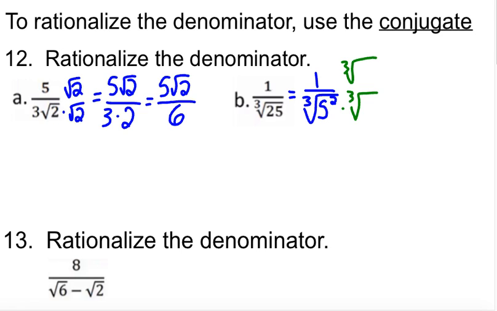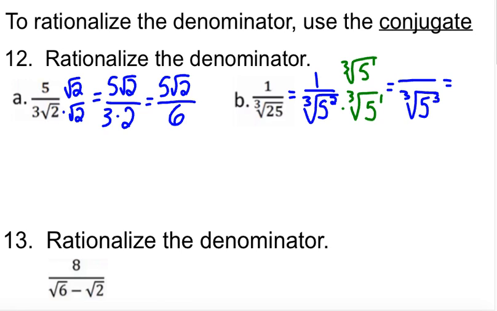My goal is to have 5 cubed in the bottom, so that the cube root and the cube cancel each other out. I already have 5 squared, so that means I need to multiply by 5 to the first. So on the bottom, this gives me the cube root of 5 squared times 5 to the first. You add those exponents, so we have the cube root of 5 to the third. I'll deal with the numerator in a minute.